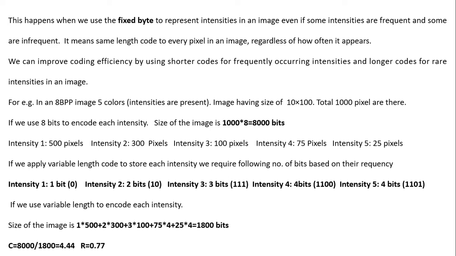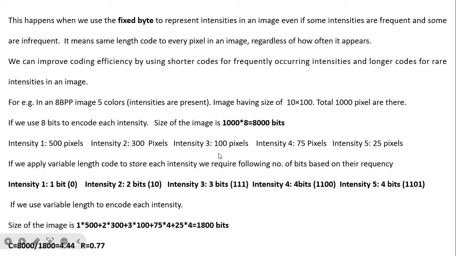The image size is 10 into 100, that is 10 rows, and in each row 100 pixels are there. So a total of 1000 pixels are there, and the image can represent colors from 0 to 255, that is 256, but only 5 colors are present in the image, represented by intensity 1 to intensity 5. Now if we see the variation, intensity 1 and intensity 2 are dominant, that is they are frequently occurring, but 3 is mid level and 4, 5 are rarely occurring intensities in an image.